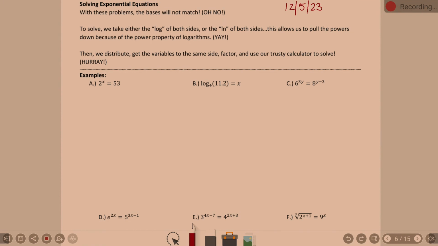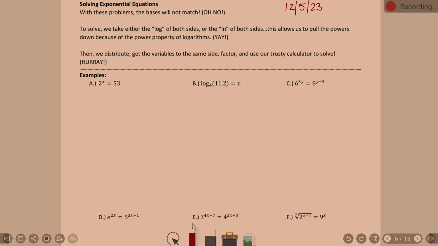Okay, lesson 3.5 on the back page. These are more the problems where you don't really see the logs in them to begin with for the most part. They are bases. They are exponential problems, okay? And so, as we look at A, 2 to the x equals 53.